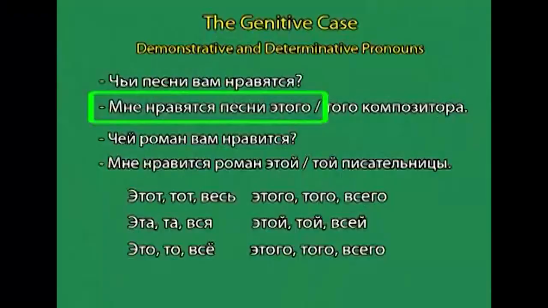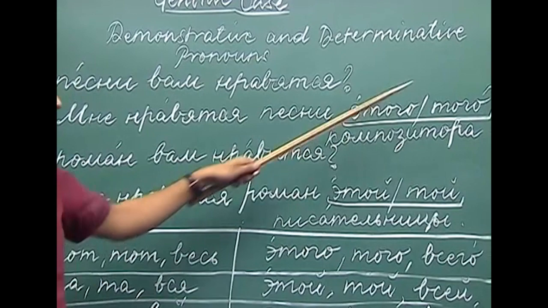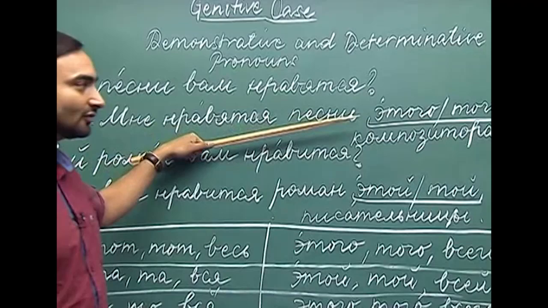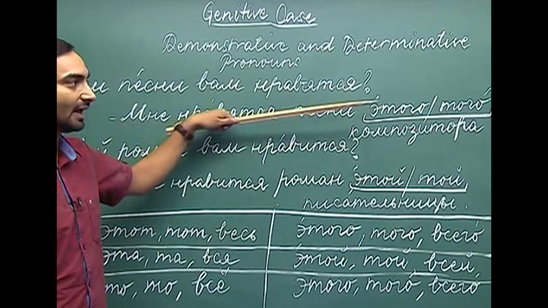Мне нравятся песни этого или того композитора. See, этого comes from the demonstrative pronoun этот, and того comes from the demonstrative pronoun тот. So, этот is this and тот is that. So, I like the songs of this or that composer. Композитор is composer, the one who composes music.